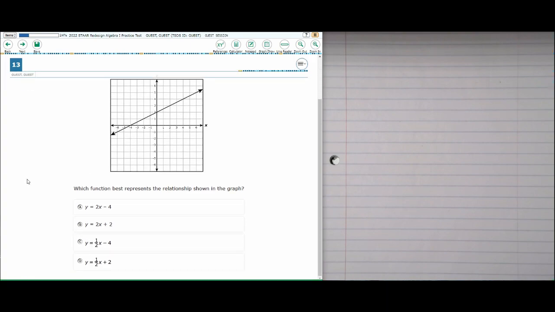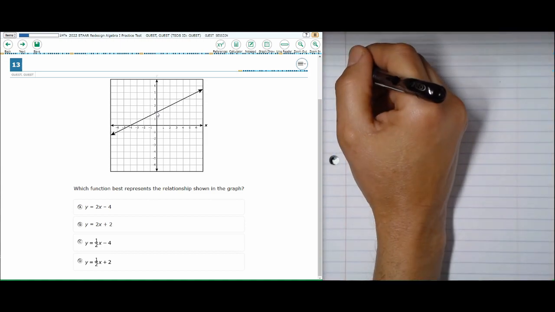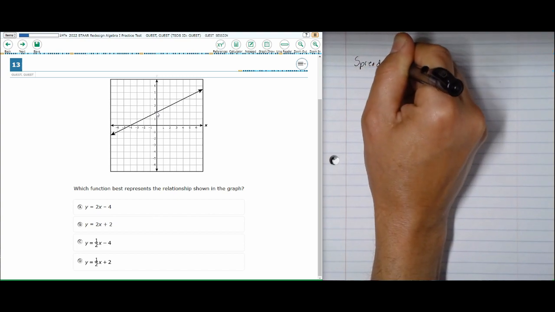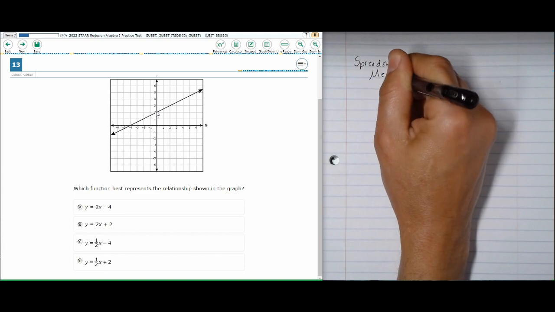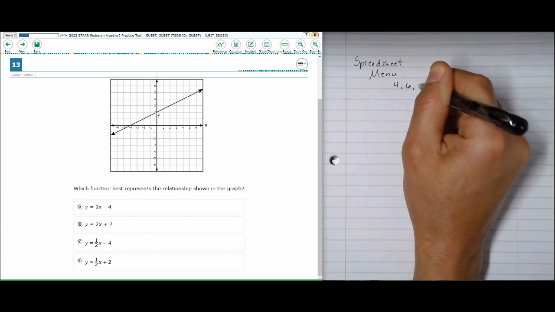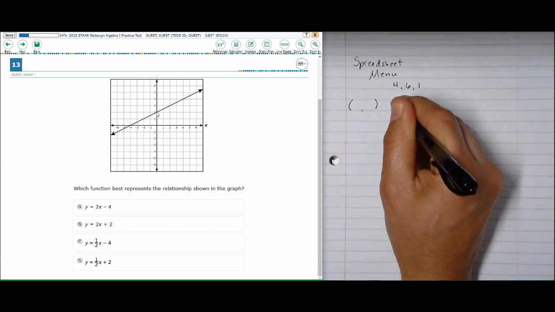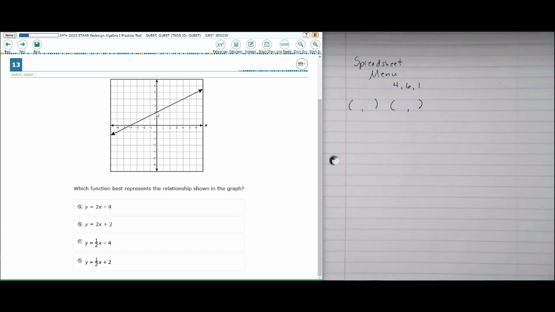Now there's a couple of different ways that we can solve this problem. One is we can simply find the location of the x-intercept right here, and then get the ordered pair of the y-intercept right here, and we can put it in spreadsheet, and then use menu 4, 6, 1. So that's one way. I'm just going to document that real quick. So one option is that we use spreadsheet, and then menu 4, 6, and 1. But for this, we have to have ordered pairs, so we have to have x and y values.